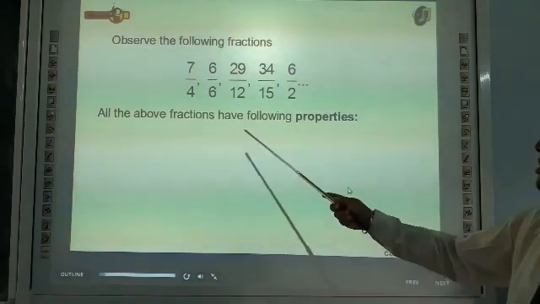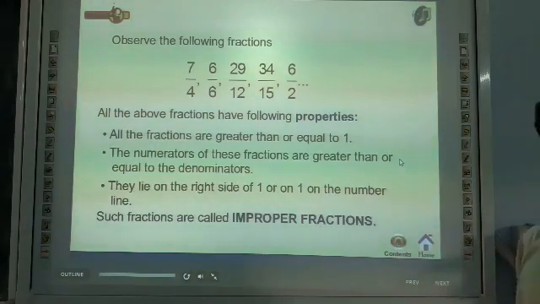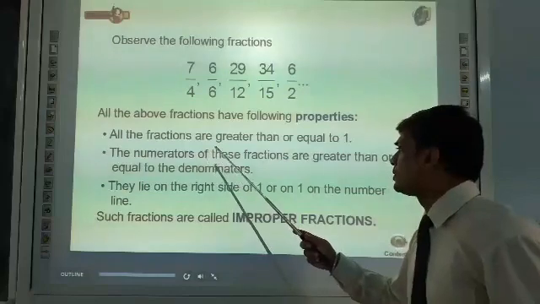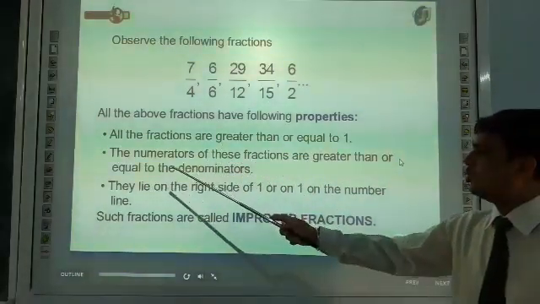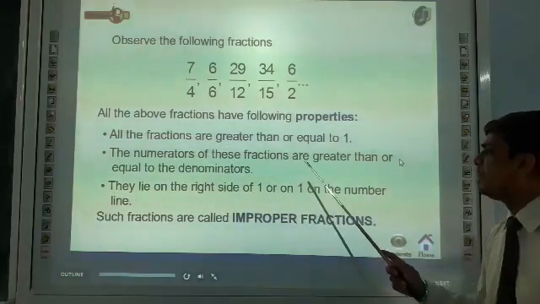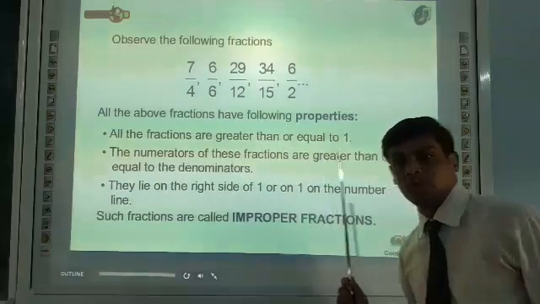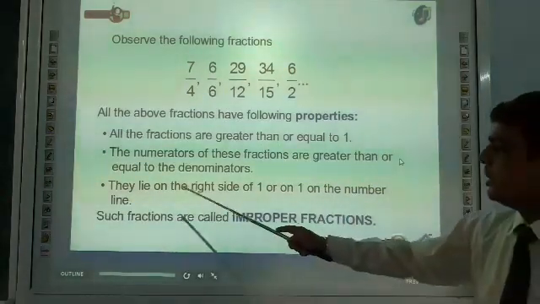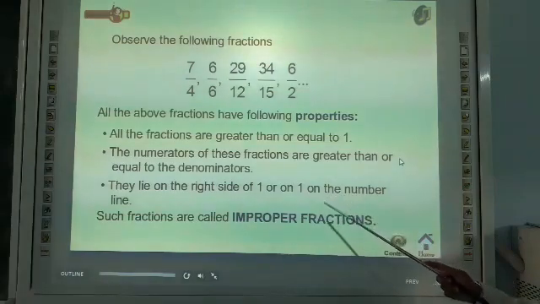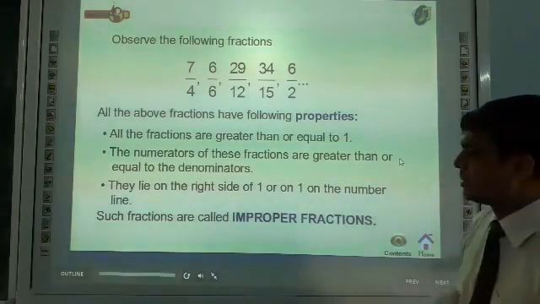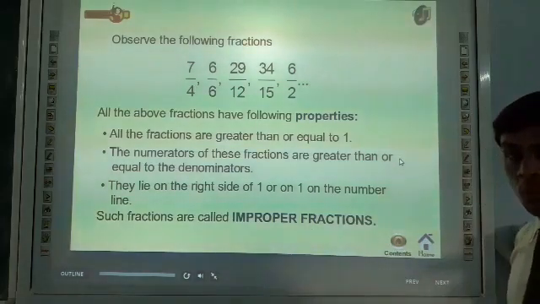All the above fractions have the following properties. First, all the fractions are greater than or equal to 1. Second, the numerators of these fractions are greater than or equal to the denominators. Third, they lie on the right side of 1 or on 1 on the number line. Such fractions are called improper fractions.